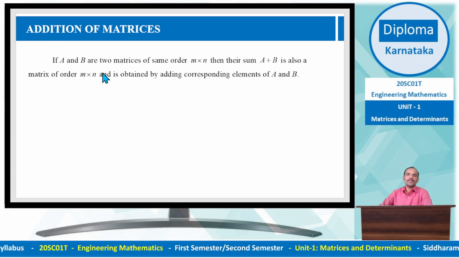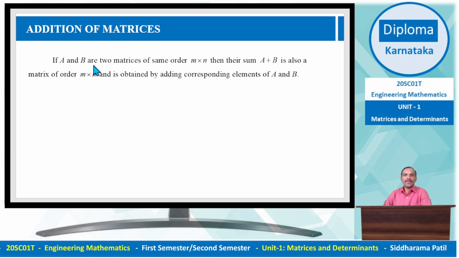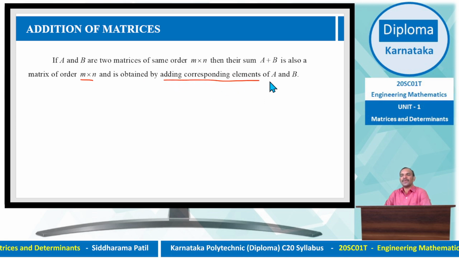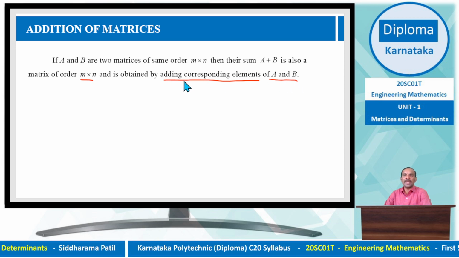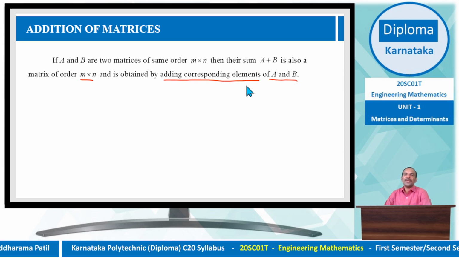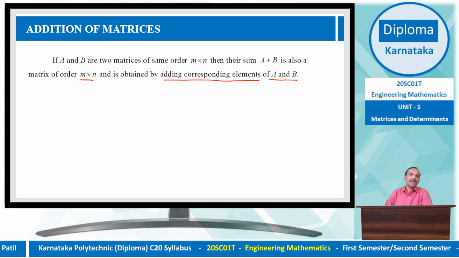This is the definition. If A and B are two matrices of the same order, that is m cross n, then their sum A plus B is also a matrix of order m cross n, and is obtained by adding corresponding elements of A and B. This is very important. You just have to add corresponding elements.